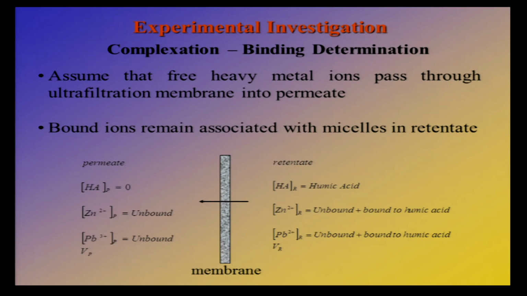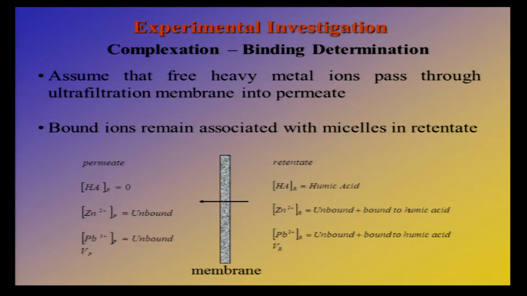Okay, first of all, let's explain how we do the measurements. So here's the membrane. On this side is the feed which contains the humic acid. It contains the heavy metal, which of course will either be bound to the humic acid, but some of it will be unbound. And then we also have lead, that's the other ion, which is either bound or unbound. Going through the membrane, the only thing that can move through is the small molecular weight materials. So the humic acid will be completely trapped.